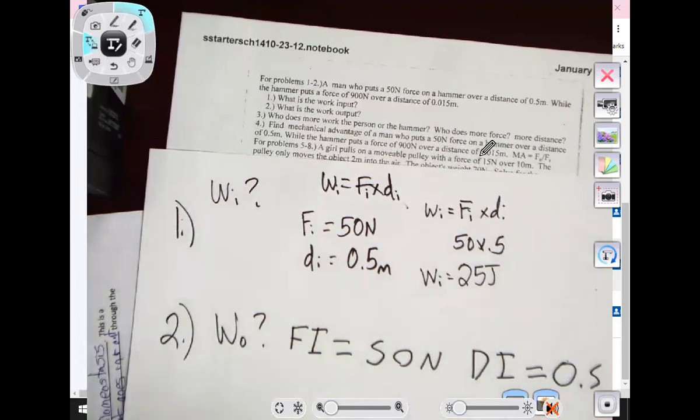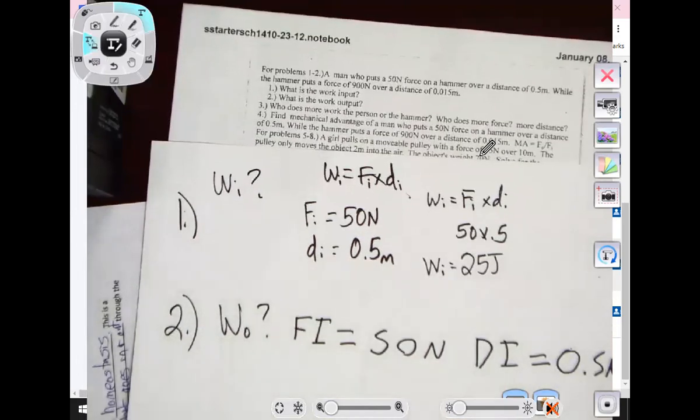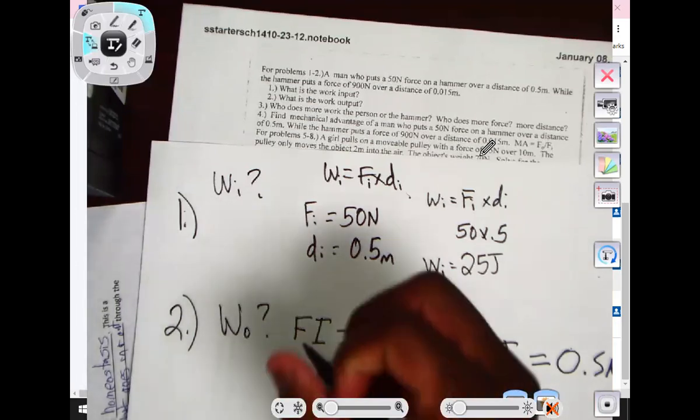And it's M, so a little M. All right, what else do we know? We know the hammer puts the force of 900 newtons over a distance of 0.15. So if the hammer does the force of 900 newtons, what is that called? The force input or the force output? Force output. Right, so force output equals 900 newtons.